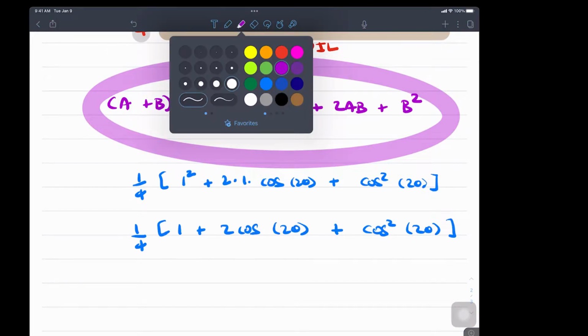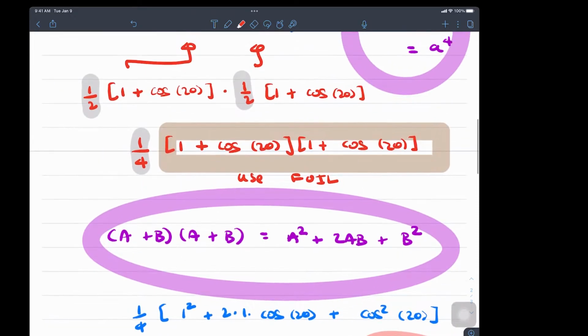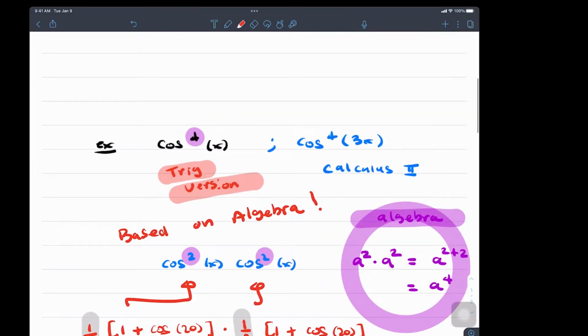Now, take a look at what you see here. You've got a cosine squared theta. When they say power reducing, by the way, if I didn't say this here, what are the instructions? Use formulas for lowering the powers to rewrite the expression in terms of the first power of cosine. So when they don't say power reducing, they say write it as a single power of cosine. That's really what it is.